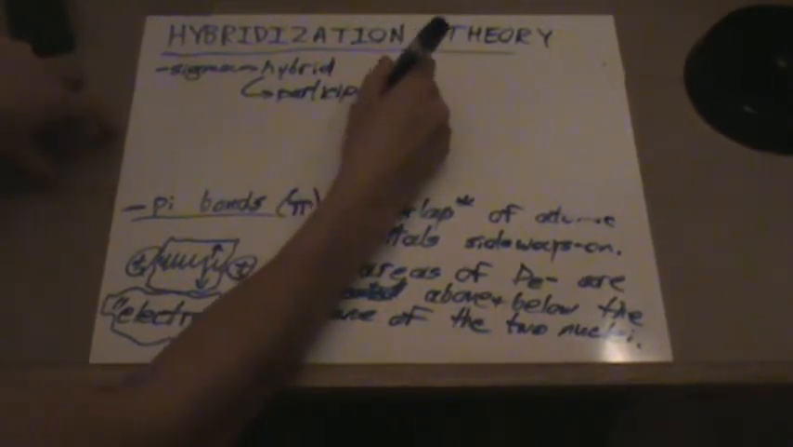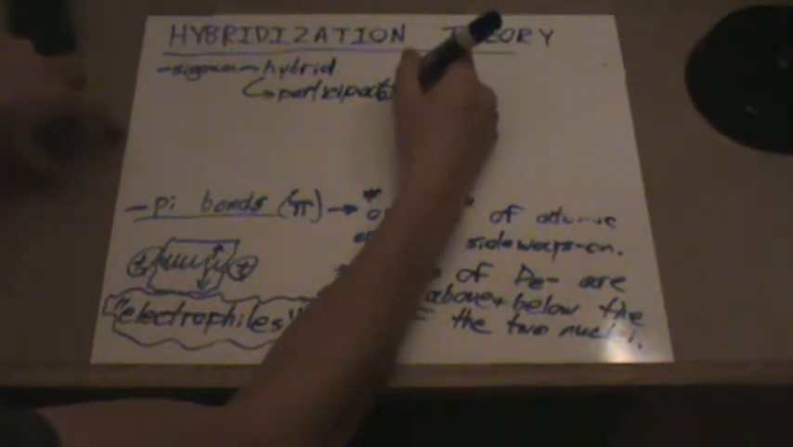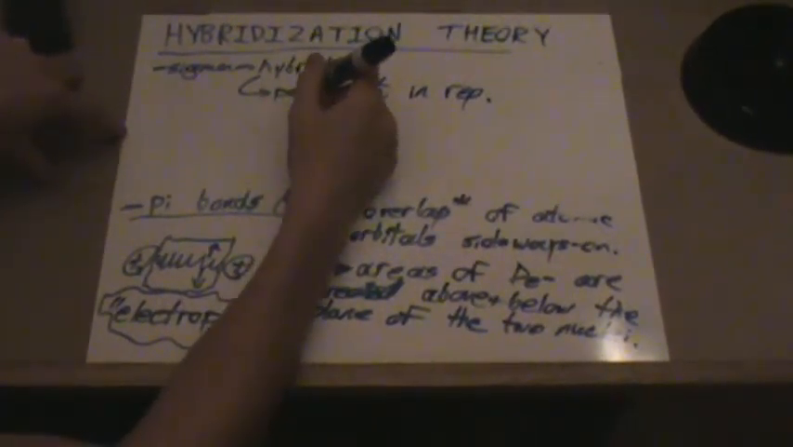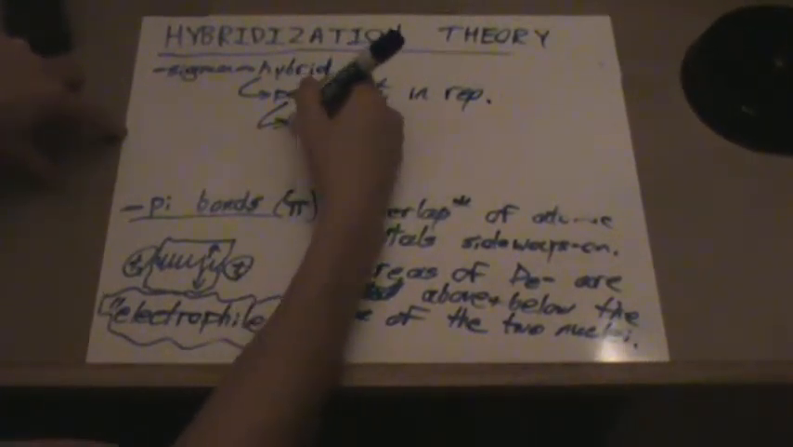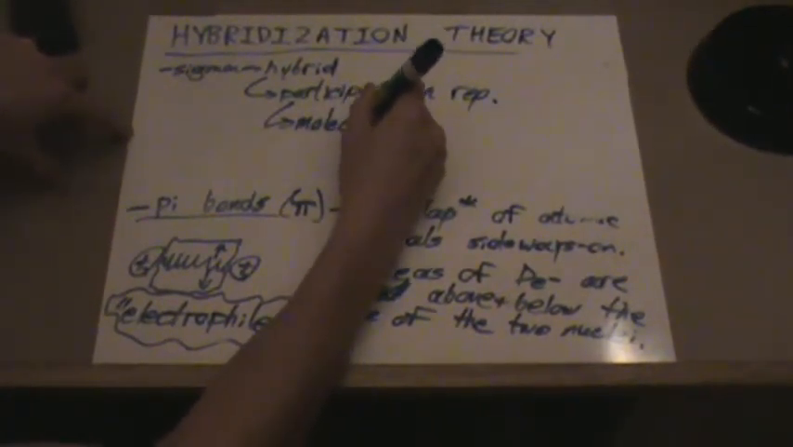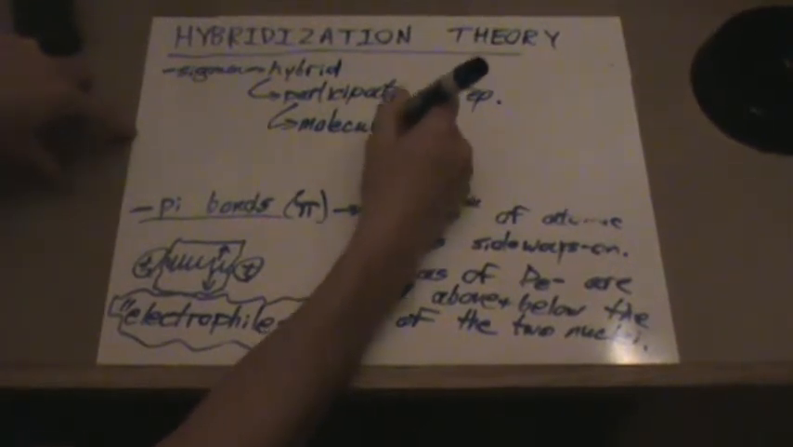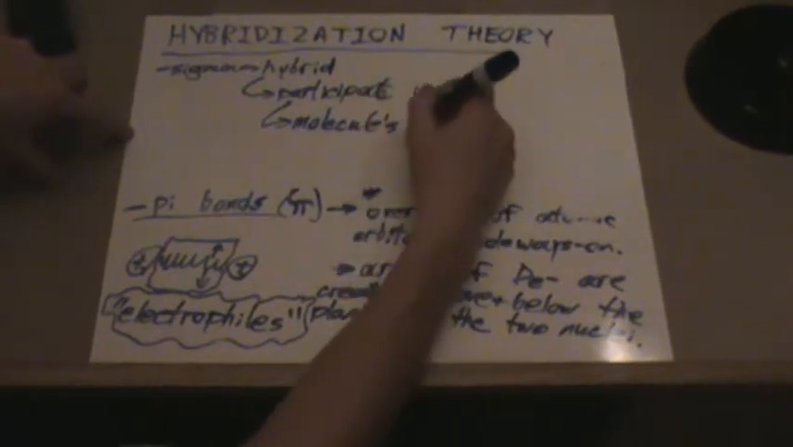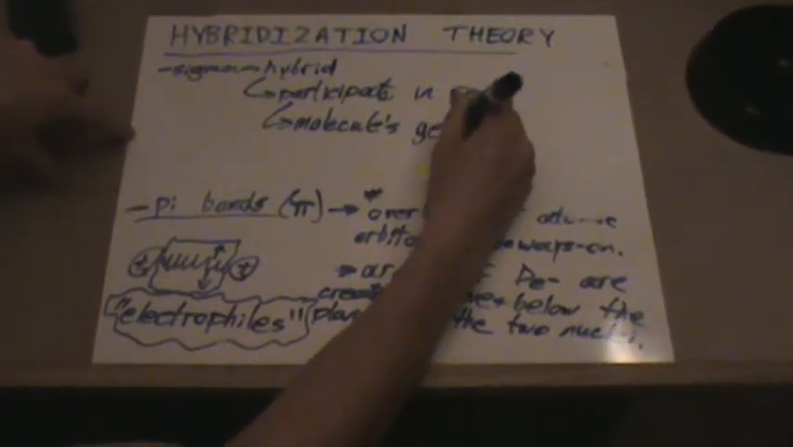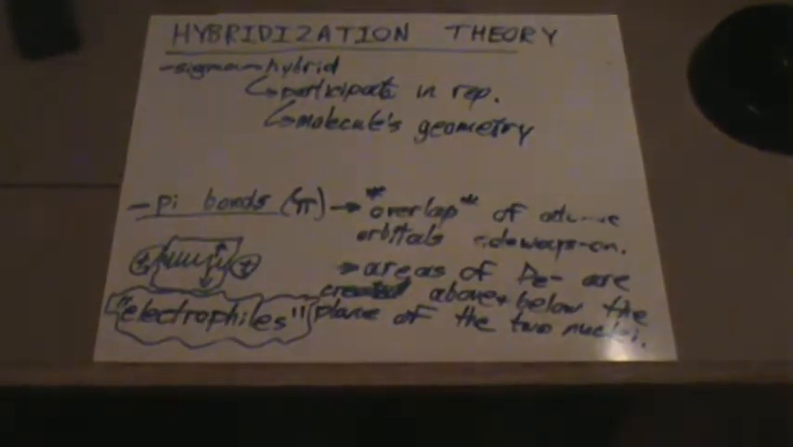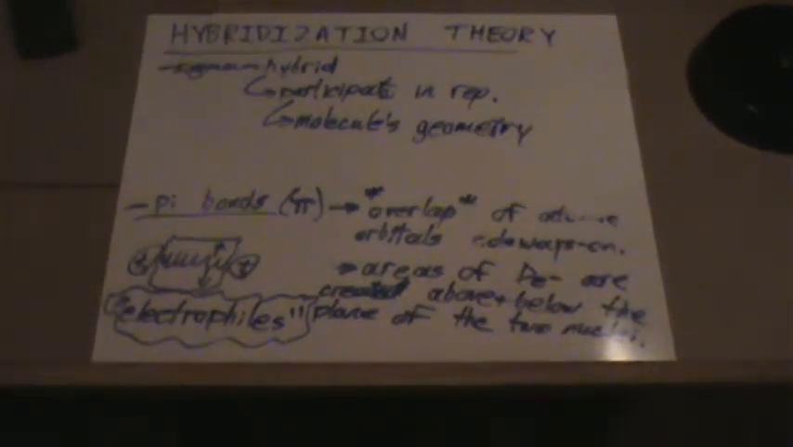And when something participates in repulsion, it also influences the molecular geometry. The molecule's geometry, because we have an apostrophe there, and that is ownership. Molecule's geometry, which means that the sigma bonds are the only ones that influence this geometry.